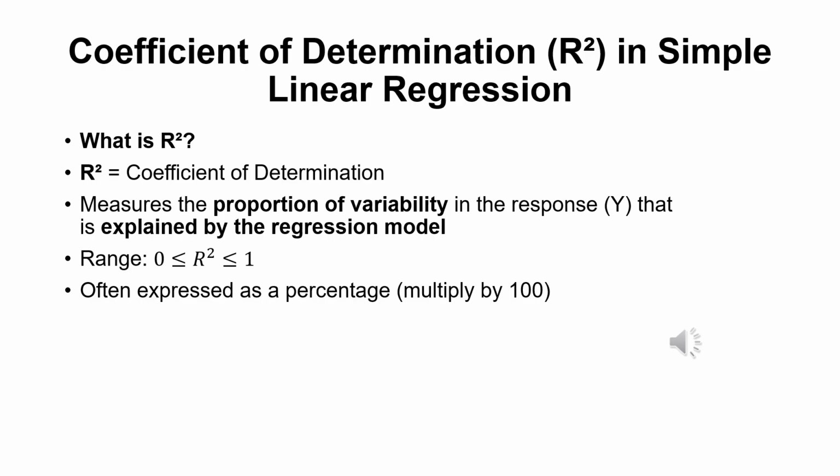The coefficient of determination measures the proportion of variability in the response variable y that is explained by the regression model. It ranges from 0 to 1, and is often expressed as a percentage. A higher R squared means the model fits the data better.